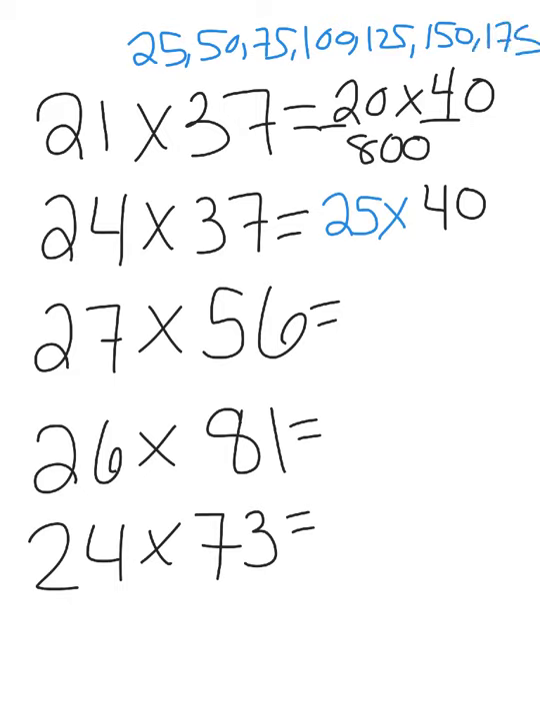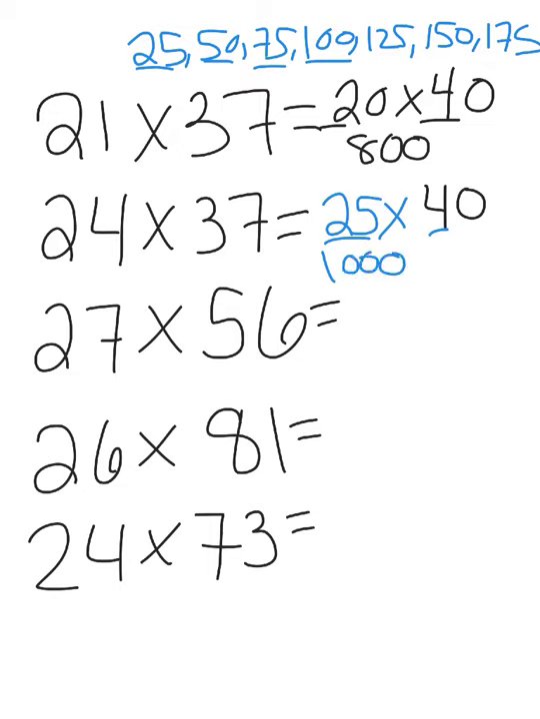Well, if we're counting by 25s, 4 times, we have 25, 50, 75, 100. So 25 times 4 would be 100, and then we're going to add our extra 0 and get 1,000. Let's look at the next one.